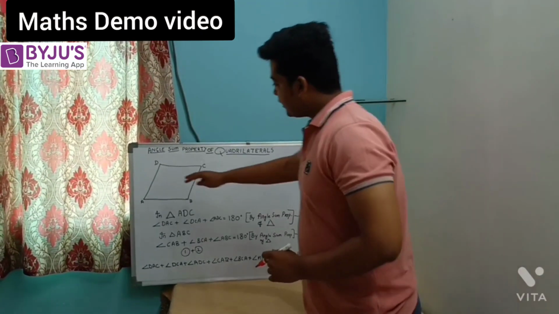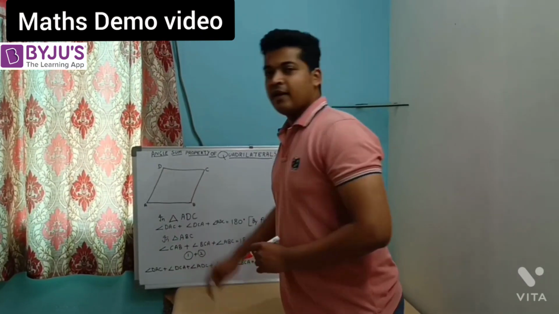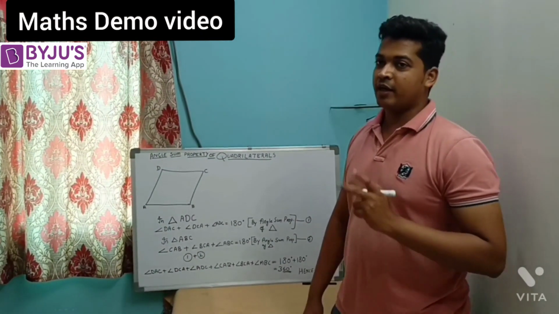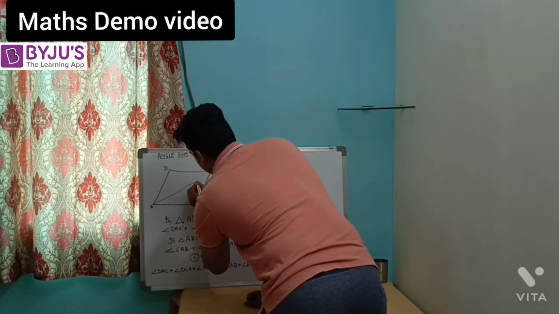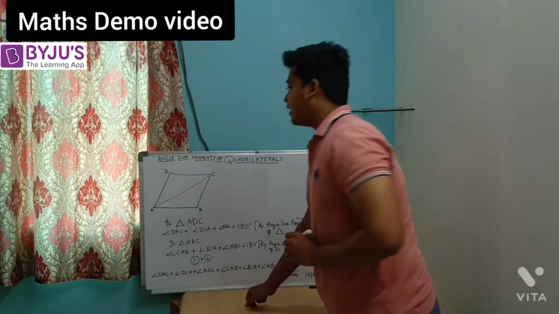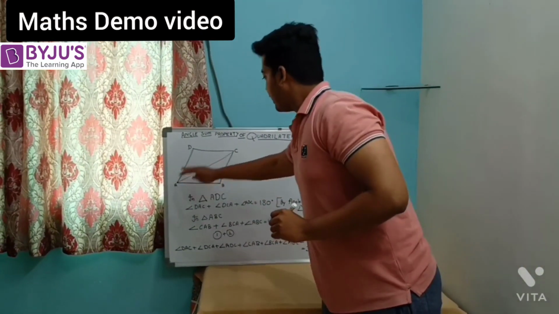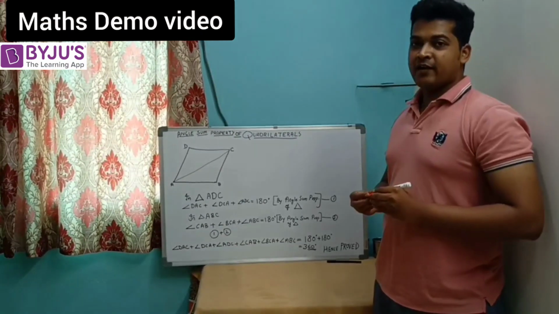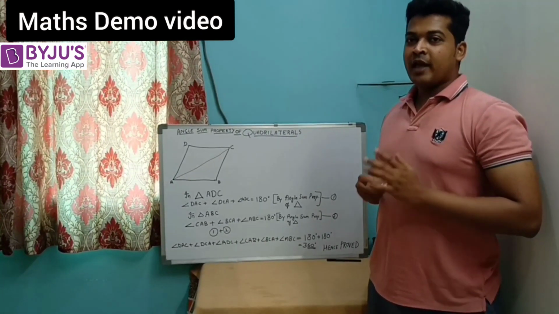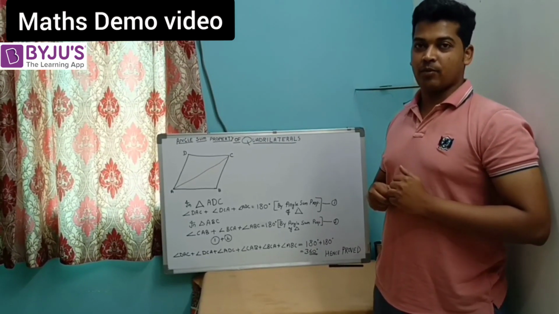Let's see. In this figure, we have a quadrilateral ABCD. We are going to divide this quadrilateral into 2 triangles with the help of a diagonal AC. Now, we have 2 triangles ADC and ABC. And we know by adding all the angles of a triangle, we get 180 degrees by the angle sum property.